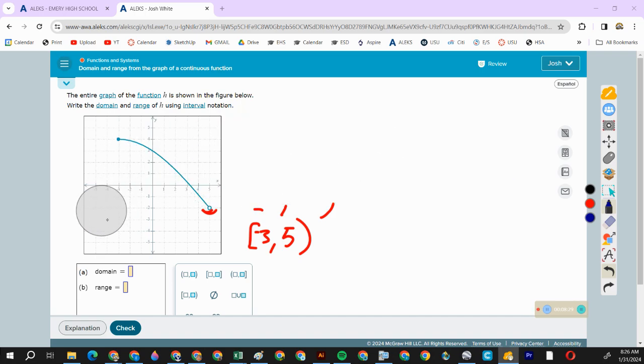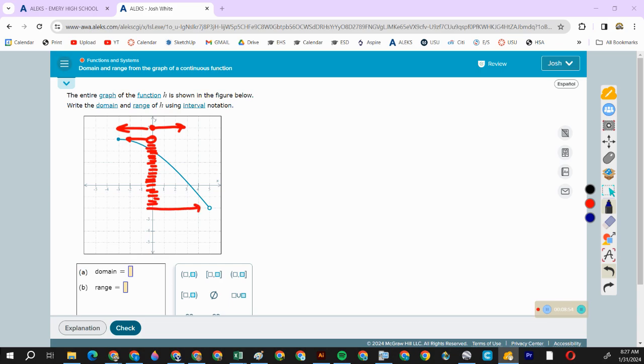Okay. What about the range? Is city 5 part of this function? So I look to the left and to the right. Is there any person in city 5? No, there's not. Okay. But city 4 has a person in it, and all of these cities have people in them until I get really close to -2, and -2 is not actually there. So remember, bracket means equal to, parenthesis means not equal.